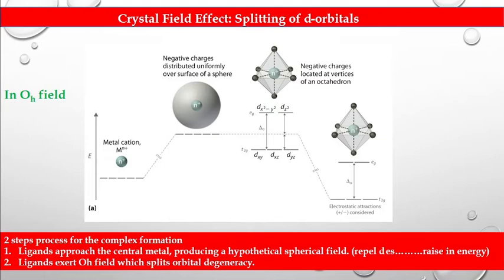These 2 upper, higher energy level orbitals are termed as Eg, and these 3 orbitals are termed as T2g. The separation between these two levels, Eg and T2g, is called the crystal field splitting energy in an octahedral field, that is delta O. So this is why there is a splitting of d orbitals, why there is a breaking of the degeneracy of the 5 d orbitals.